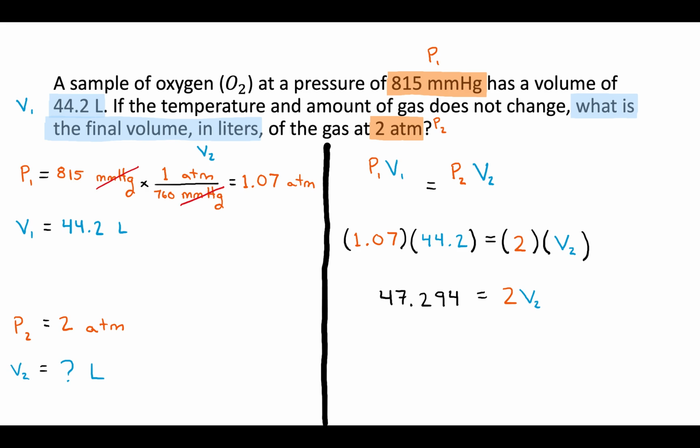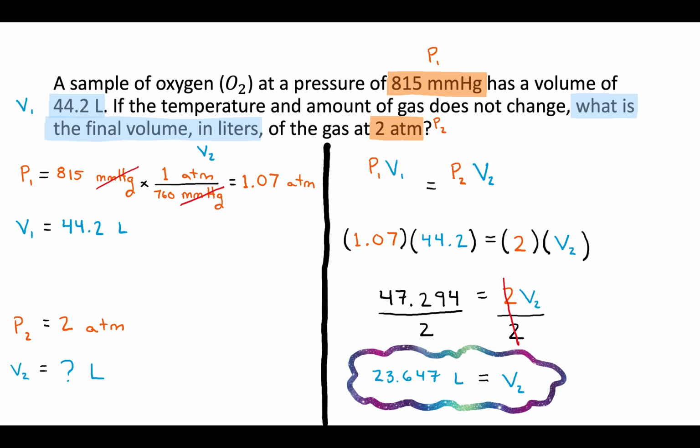Now we want to get the V by itself. Right now it's being tied to the 2 through multiplication, so we do the opposite operation, division, with the same number, 2. If you do that to one side, you've got to do it to the other. It cancels on the right, and we're left with V2 equals, and plugging into a calculator, 47.294 divided by 2 gives you 23.647 liters. That would be the volume.